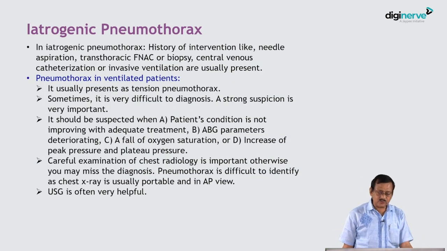Iatrogenic. Now respiratory medicine becomes invasive. We are doing many invasive tests like needle aspiration, transthoracic fine needle aspiration cytology or biopsy, central venous catheter, or invasive ventilation. They may cause iatrogenic pneumothorax. When a patient is on ventilation, pneumothorax is very difficult to identify. It usually presents as tension pneumothorax.